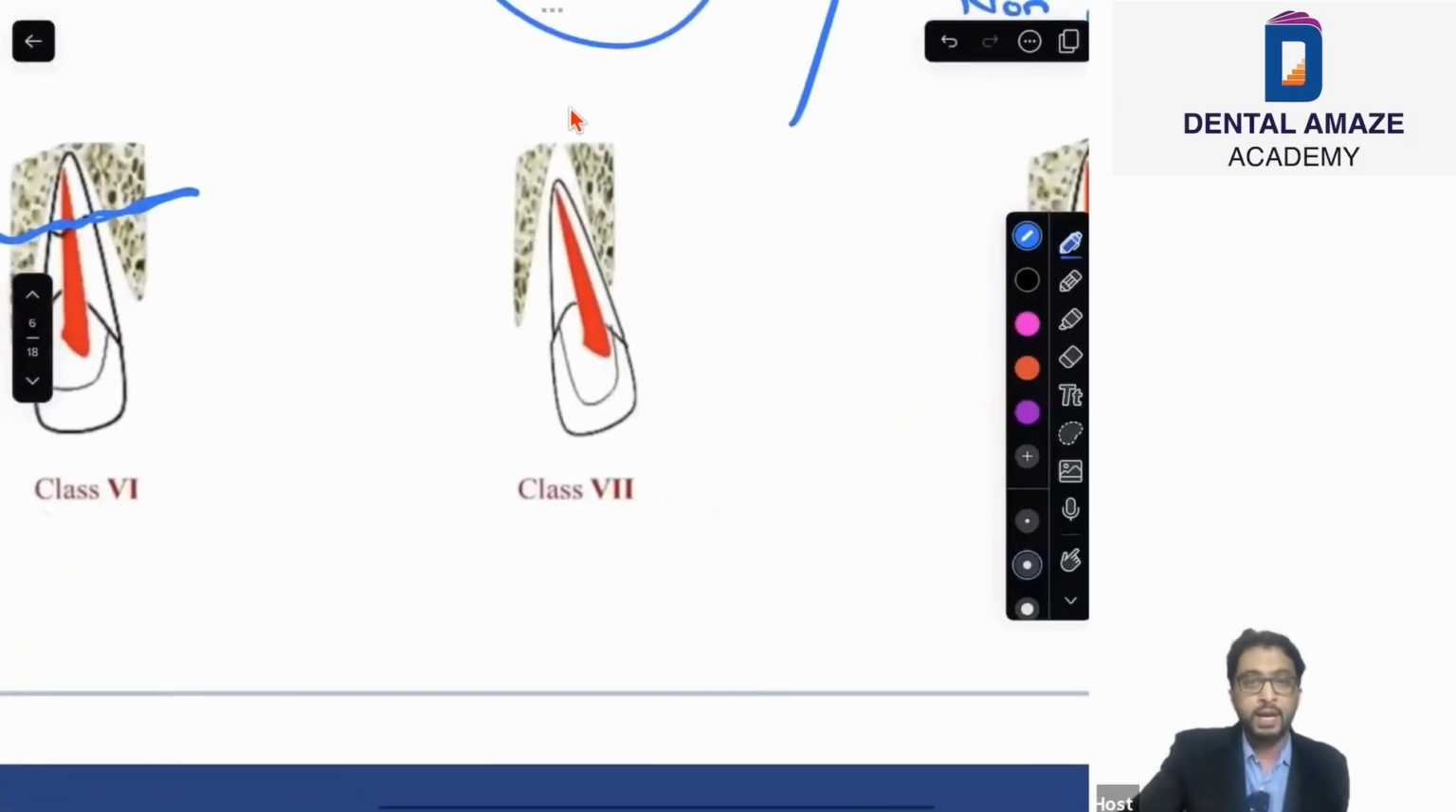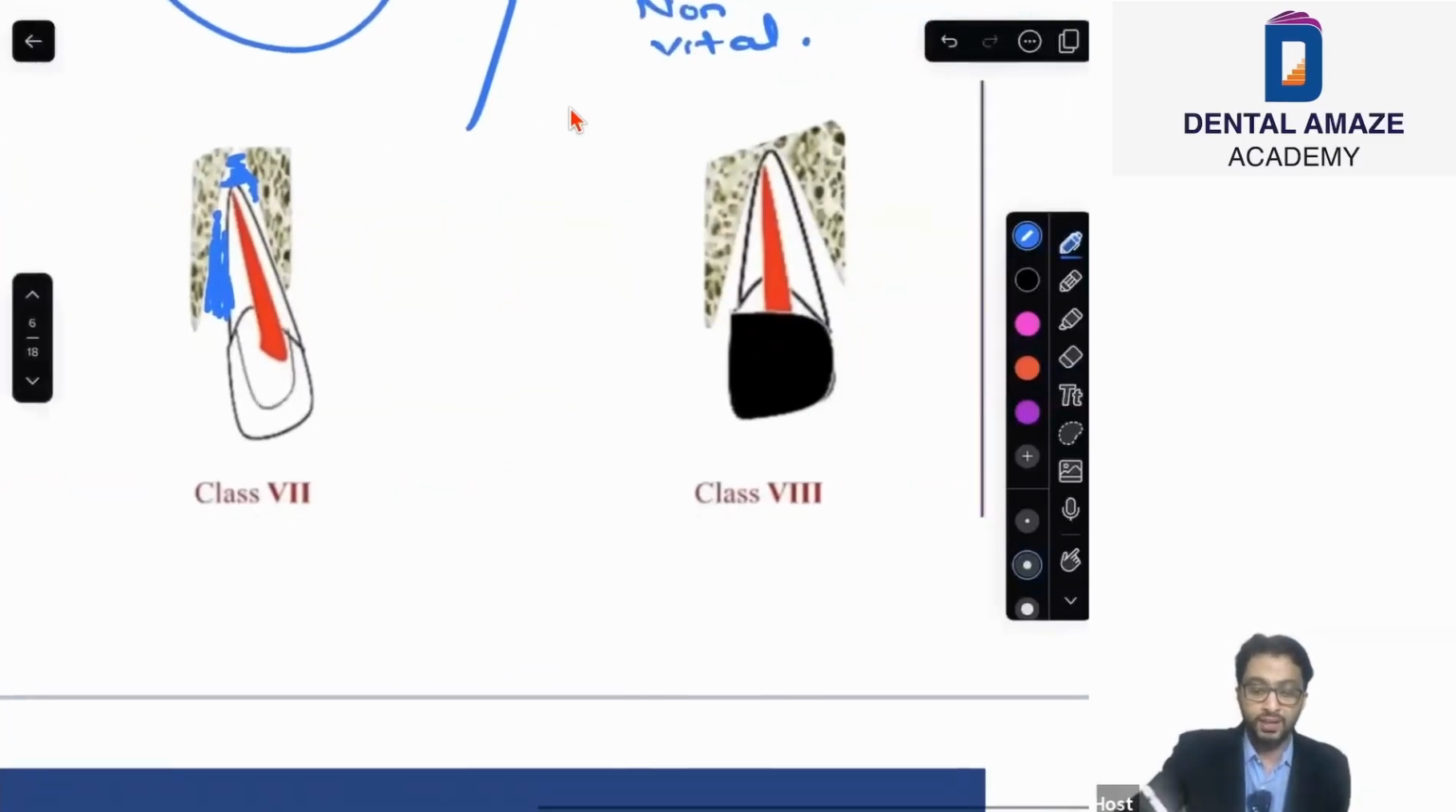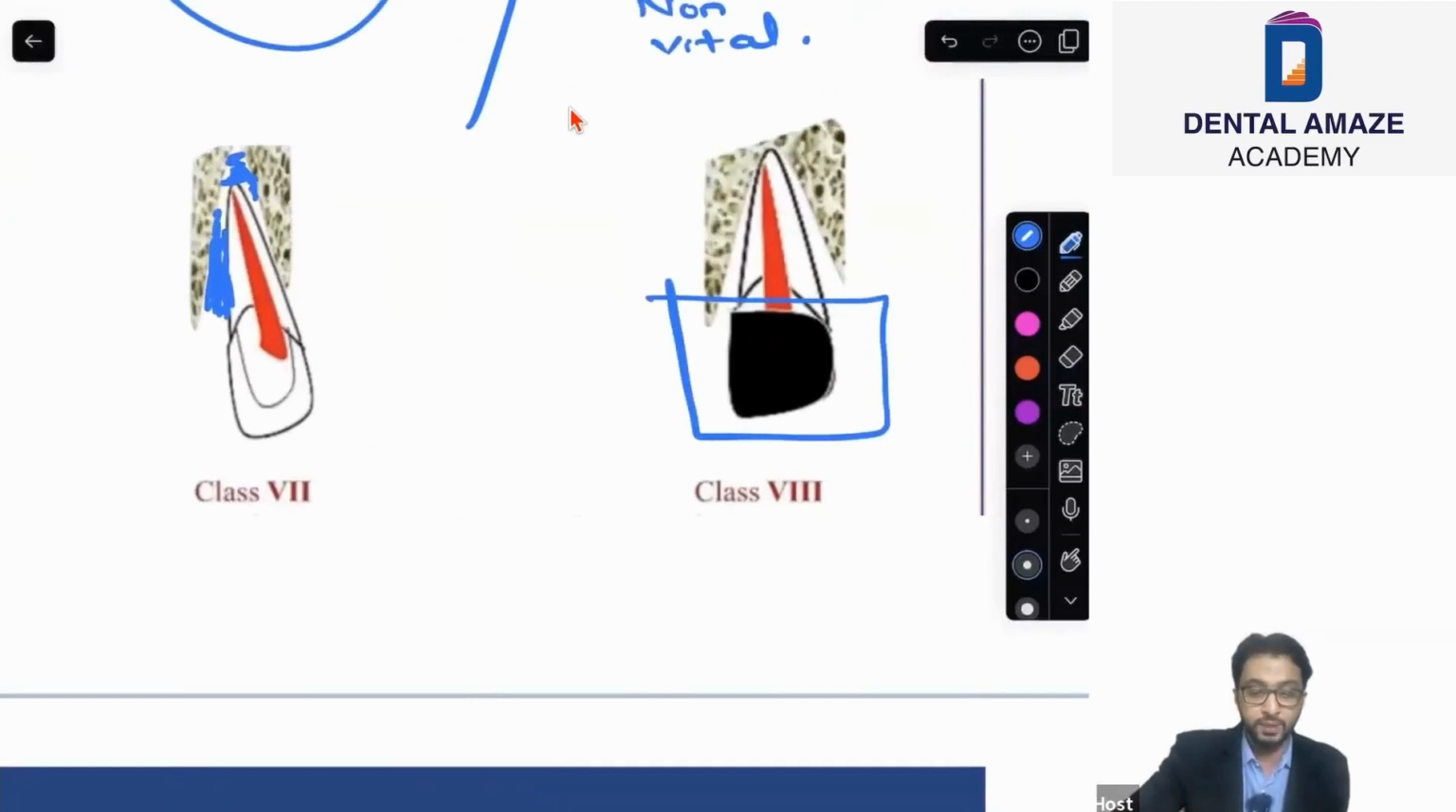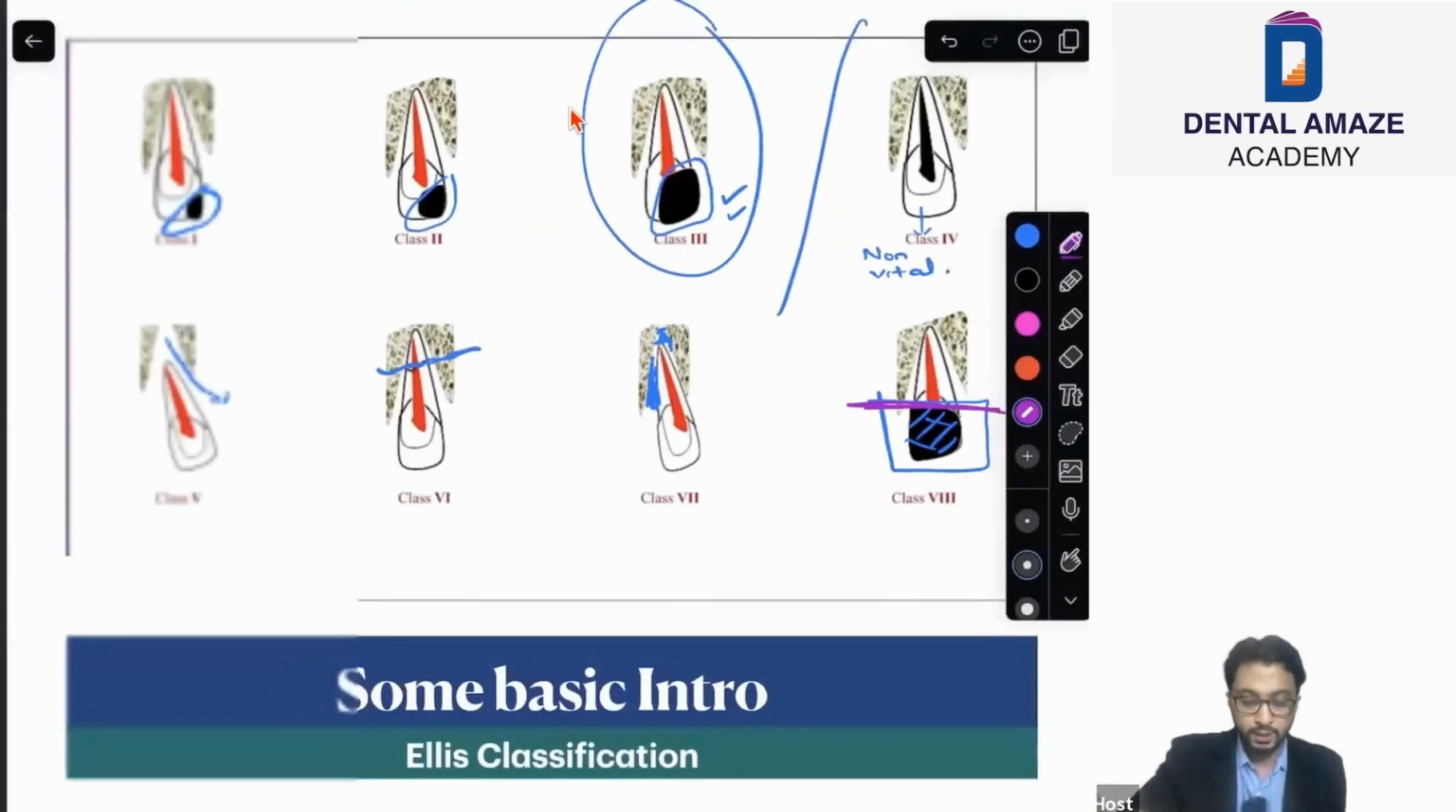Then you have class 7, where you've got displacement or luxation. See the gap here, the periodontal space here, so the tooth is displaced. You can call it luxation, all types of luxation injuries. Then class 8 is the crown fracture en masse. Some books say multiple fragments of fracture all of a sudden, and the fracture involves the cervical level. That's 8, massive fracture of your crown. So hope it's very clear.